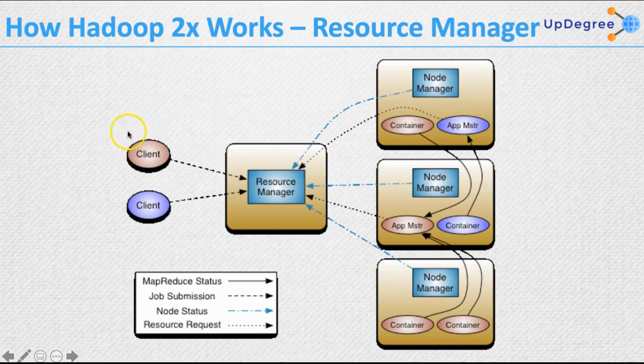There are two clients, one in light pink and one in light purple color. This is the representation of how the jobs work on the cluster. So first the clients get in contact with the resource manager.